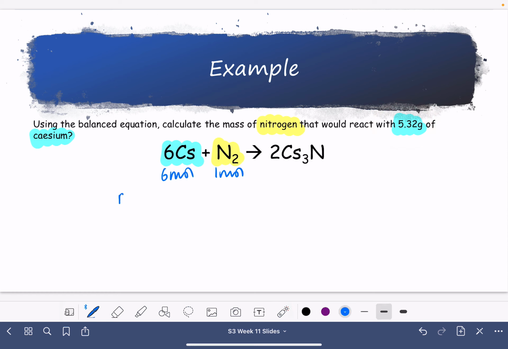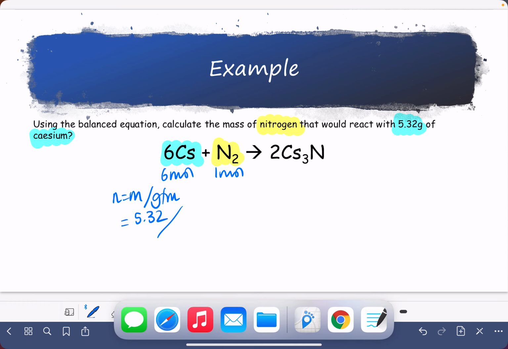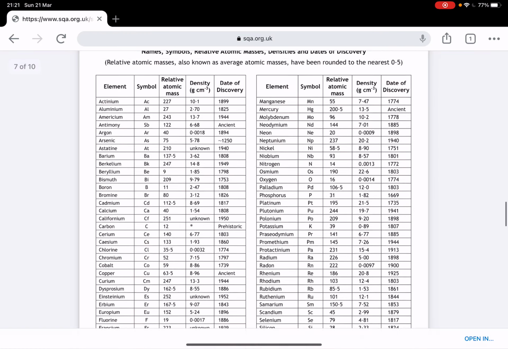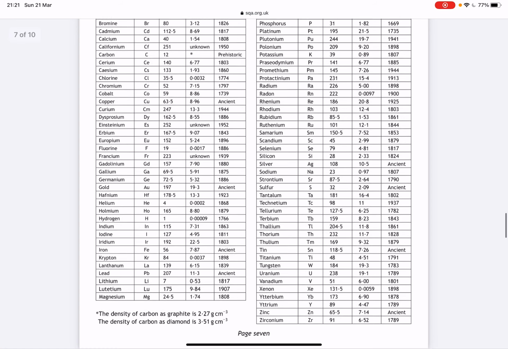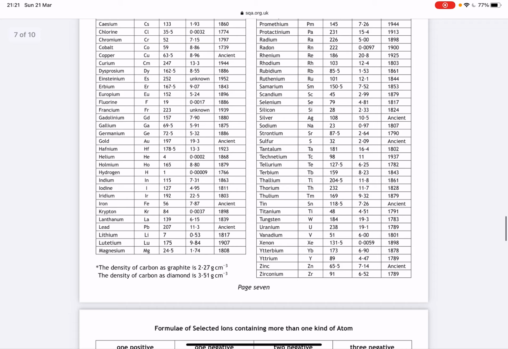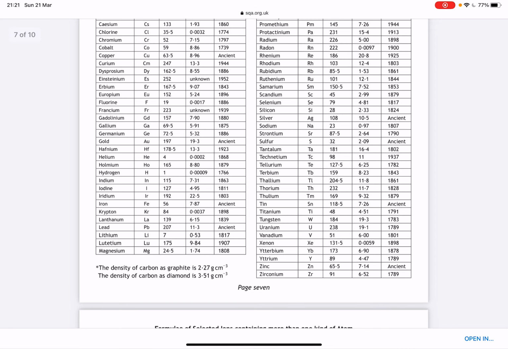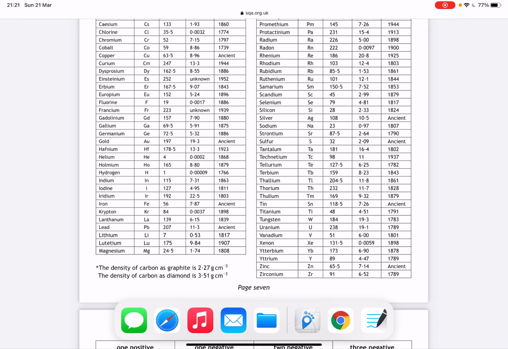So the number of moles is going to be equal to the mass divided by the gram formula mass, as it always is. The mass is 5.32. Now, I don't know the relative atomic mass for cesium off the top of my head, so let's look in our data booklet. Here is cesium right at the top of the screen. So we can see it's 133 is the relative atomic mass.